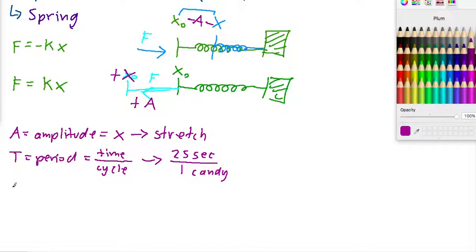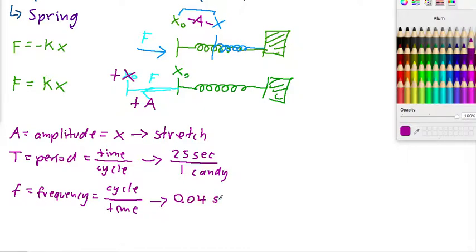Now let's talk about frequency. That's another term very important in this kind of physics. The frequency is just a way of measuring how fast something is going. It's just the inverse of period, so it's cycles over time. For example, if we use the candy again and do the inverse, we would find that it is 0.04 of the candy per second.